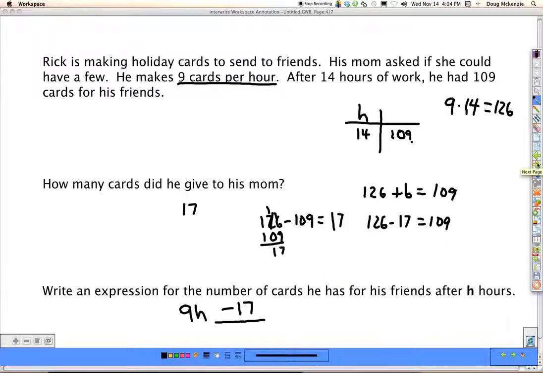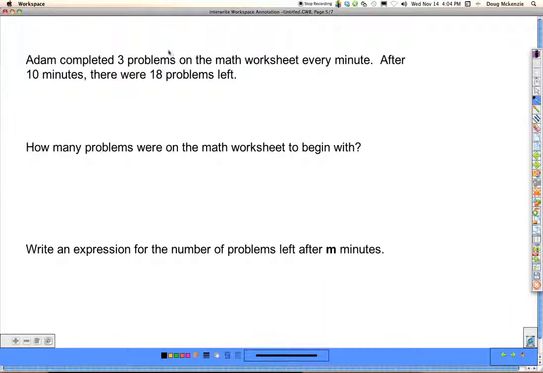Let's do a couple more. Adam completed 3 problems on the math worksheet every minute. After 10 minutes, there were 18. So it's 3 problems for every minute. But there's something important in this problem that I have to notice, and that is that every time he does 3 problems, the number of problems left gets less. So in this case, it's a negative 3 because it's going down for every minute.